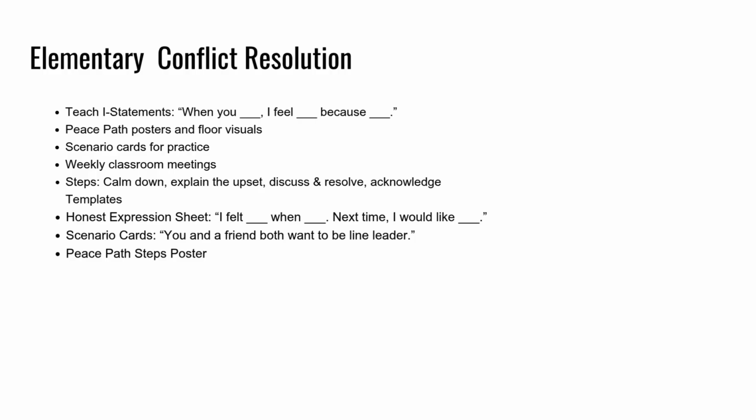You could take the peace path, and this is a visual path on the floor with steps for resolving conflict. So, for example, students would stop and breathe. The next step is share feelings. The next step is to listen. And the next step is to find a solution.